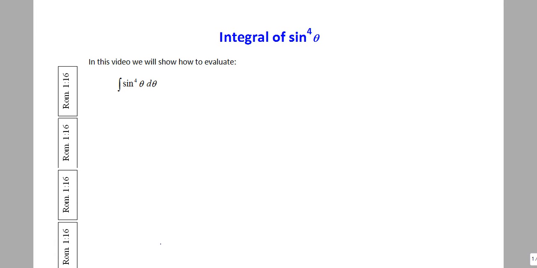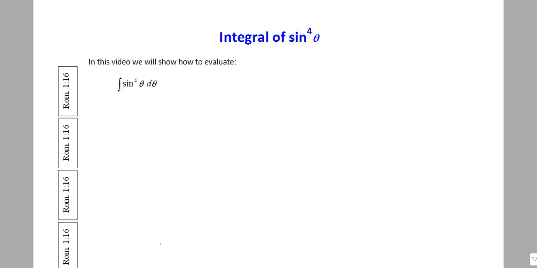All right, we are working our way up that ladder. We've made it to the rung of the integral of sine to the fourth power theta d theta. This is done analogously to the previous video on the integral of cos to the fourth power theta d theta.